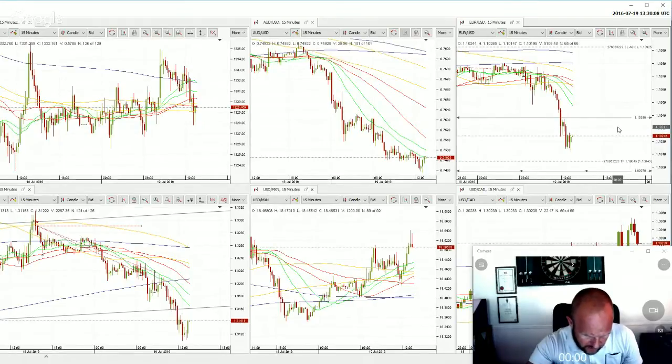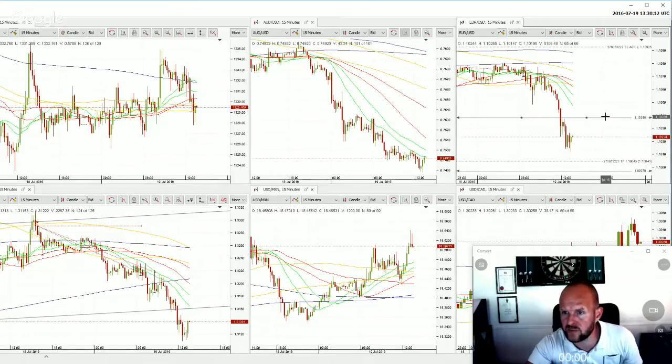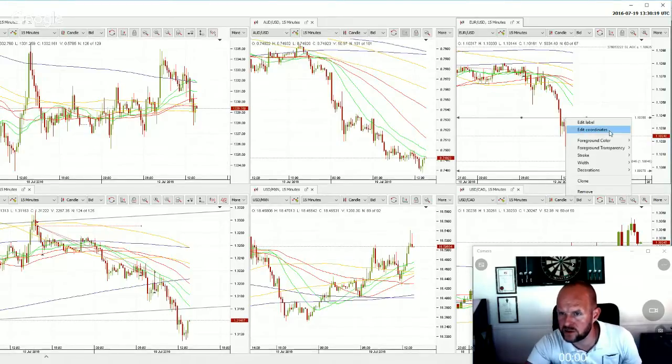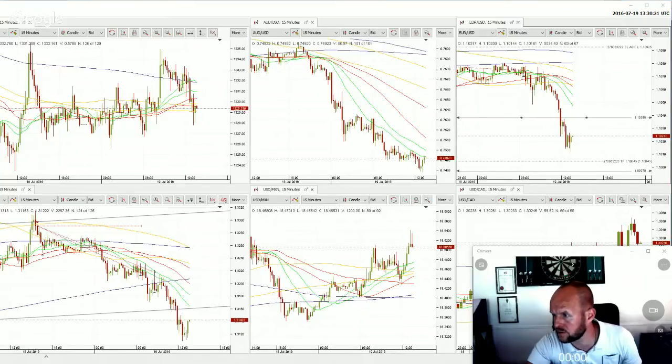So, 1.10300. Edit label one. No, not label, but coordinates. The coordinates 1.103. All right, so that's it. So that's what it is.